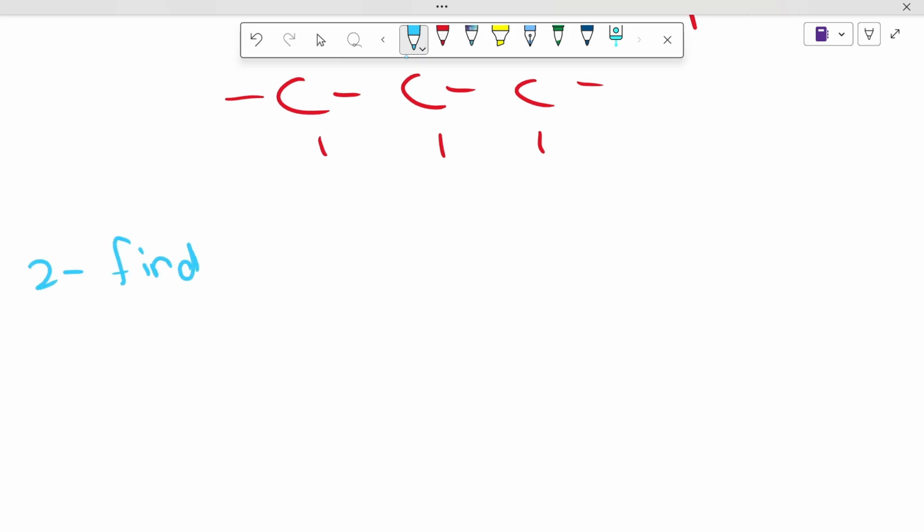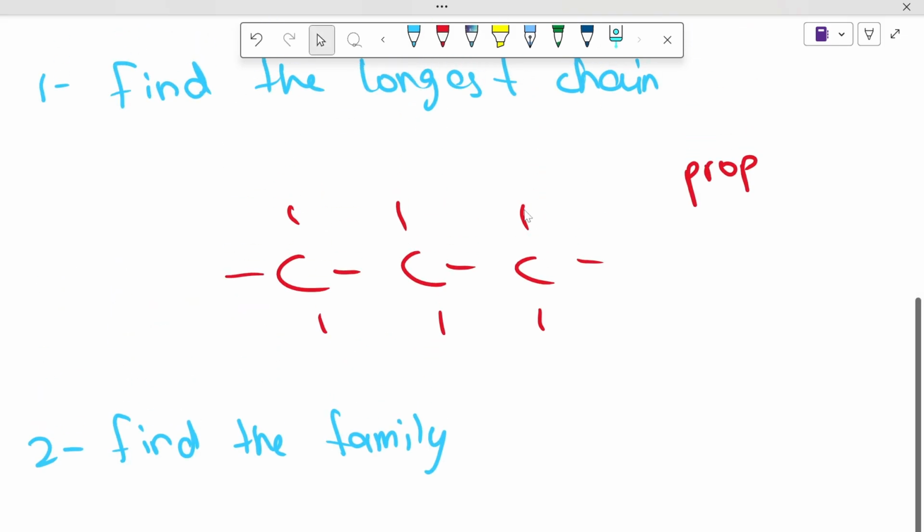Find the family. What I mean by find the family is that you should take a look if there's a double bond in between here. As you can see, there's a single bond between carbon atoms. So that means it's an alkane. It's clear cut. So we simply write over here that it's an alkane. This is for our help only. You don't have to write this in the exam. If you can do it mentally, that's very well.